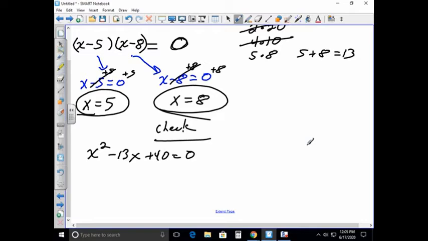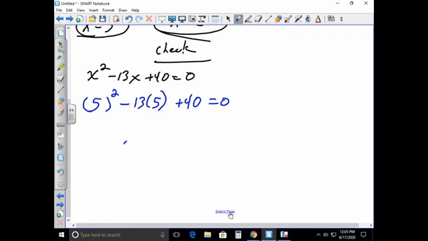So normally when I plug numbers into a formula, I like to put a parenthesis around what I'm plugging in. That's a good practice. So everywhere we have an x, we're going to put a 5 and put a parenthesis around it. 5 to the second, 5 times 5 is 25. 13 times 5 is 65. And then you can just go left to right.